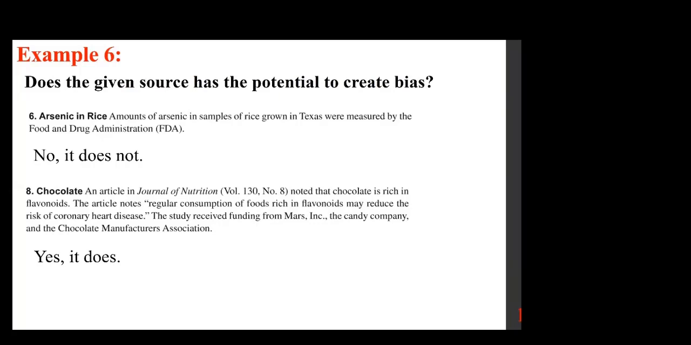Okay, obviously there is a reason. Even if it's true, when you look at the source and where the money comes from and the funding, then you have to think about it twice. That's the idea. Okay, even if it's true. Again, the source is extremely important.